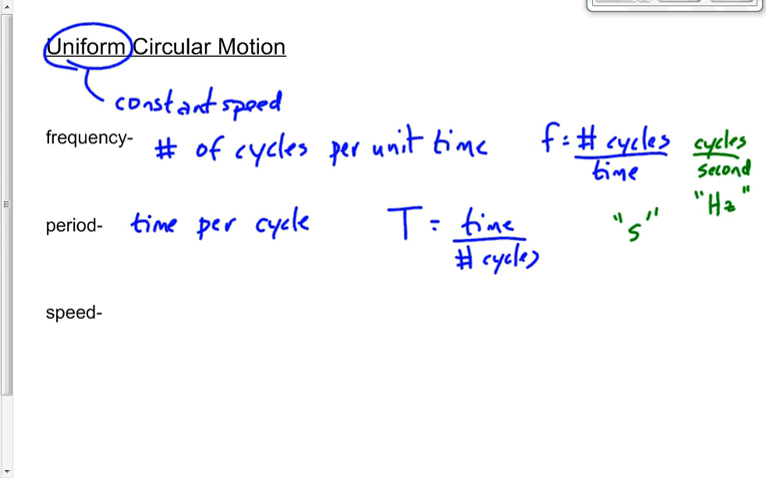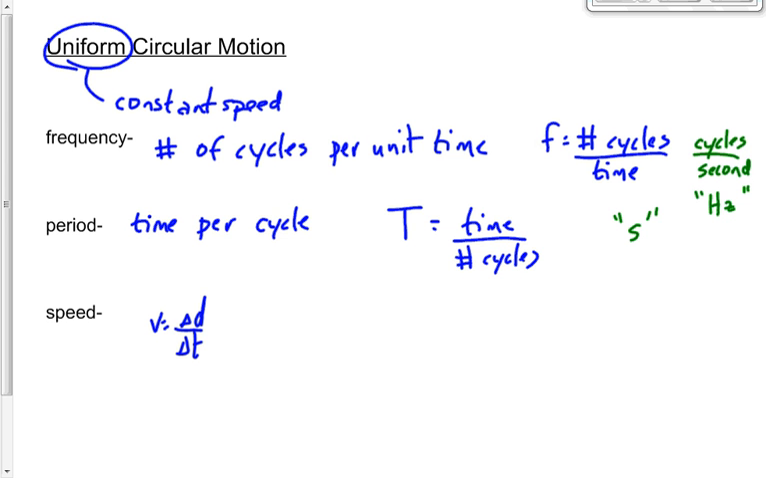Speed. Well, we know what speed is, right? Speed is intuitive, how fast something's moving. But in this context, we're talking about how fast something's moving as it goes around a circle. As I swing my keys around my head right now, how fast are my keys going around my head? What's the speed of those keys? We know that since we're talking about uniform circular motion, we can describe that by the equation v is equal to delta d over delta t. An object going at a constant speed can be described by the equation d over t.